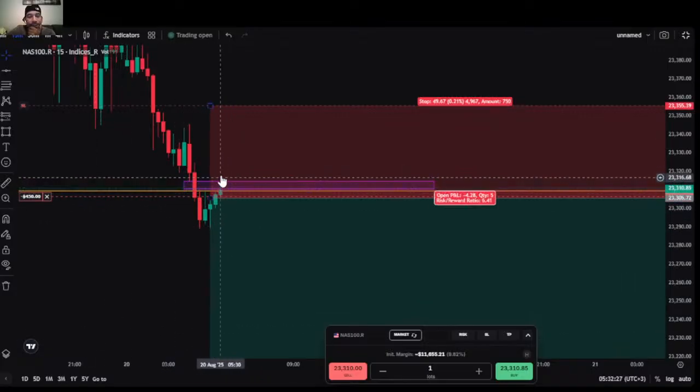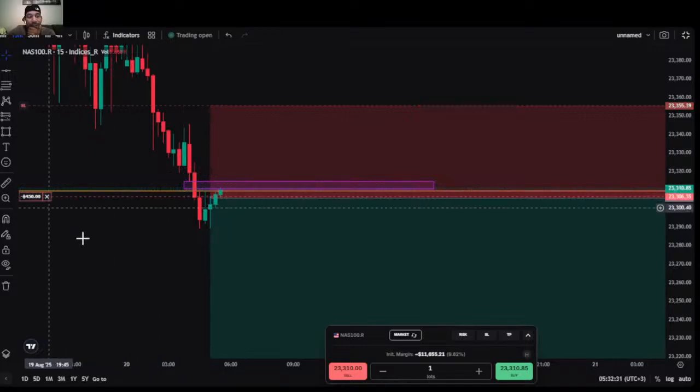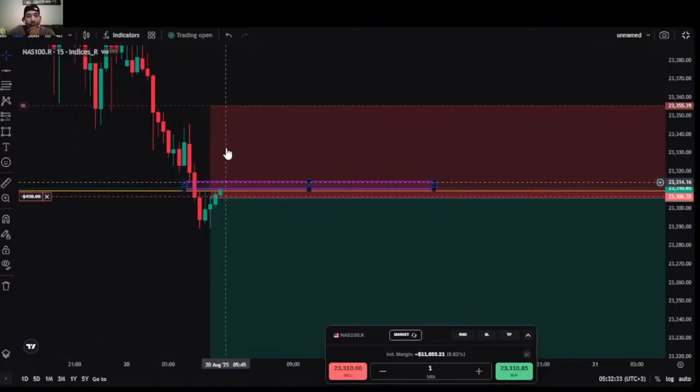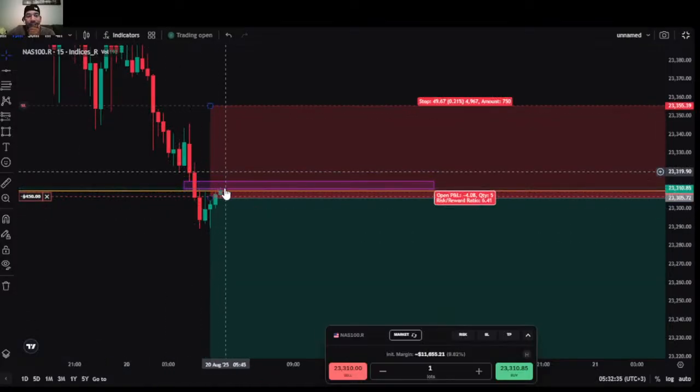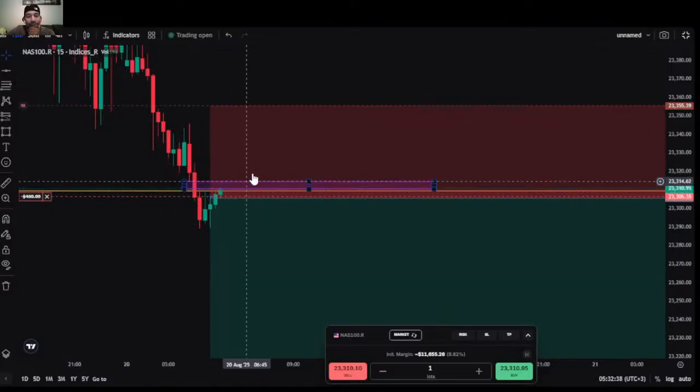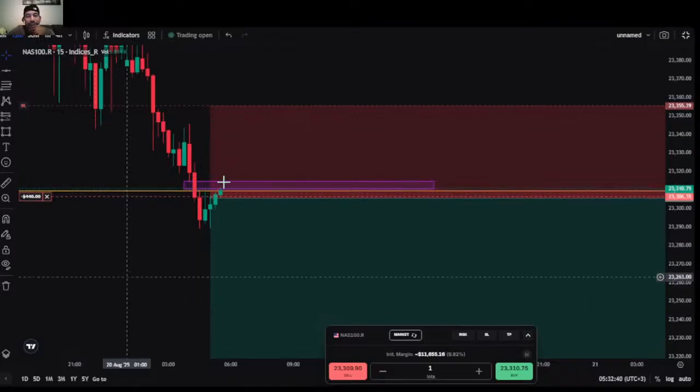If this thing rips up and closes above the FVG here, I might just get out of the trade. I won't even wait for it to come up here, because if we invalidate this FVG, it's probably gonna come down, retest the FVG, and then continue to move up. But if we respect it, then this thing should continue to drive down.